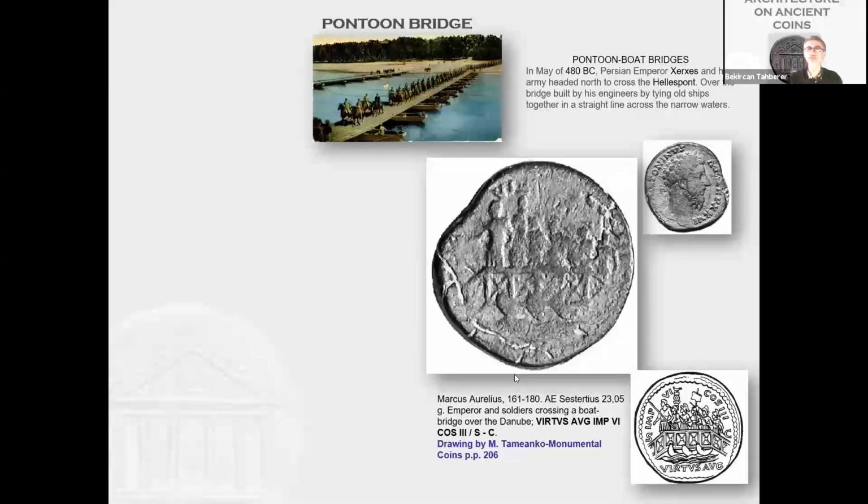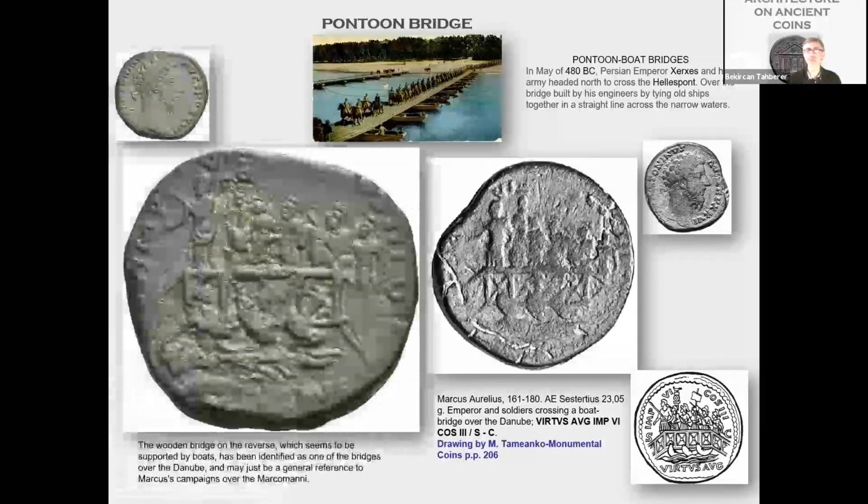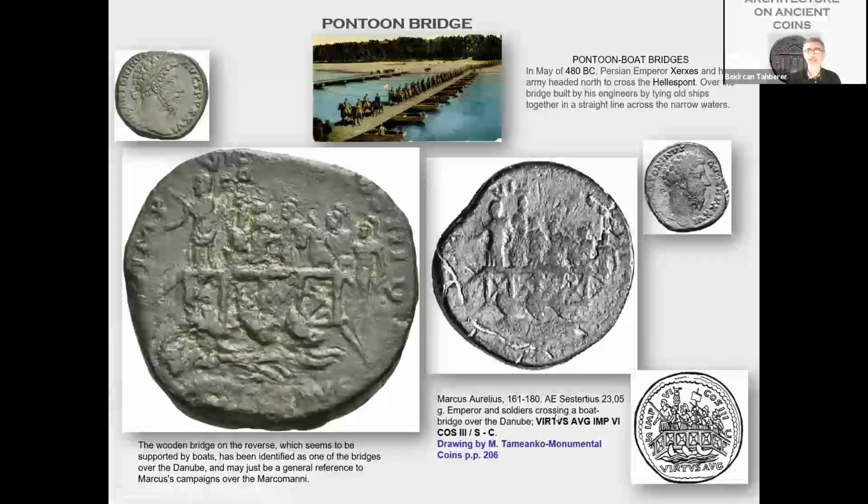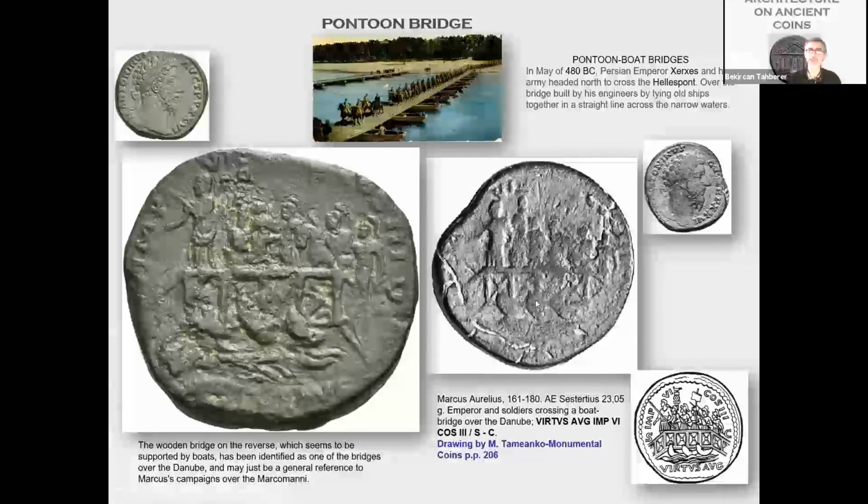They had pontoon boat bridges, and of course we don't have any examples of them survive, but we see them on coins. This one is from Marcus Aurelius. It's a Sestertius, and this one is really not well depicted, or the coin didn't survive well. This is a drawing from the book of Marvin Tomienko, and it shows us exactly how the coin looked like.